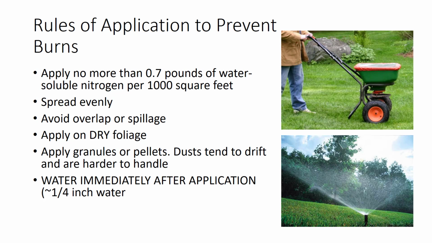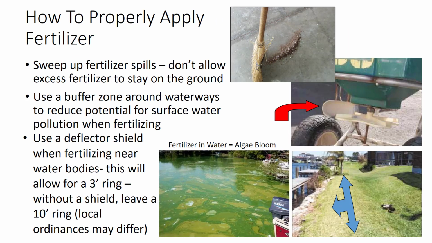You should irrigate fertilizer in with only enough water to move granules off of the leaves, which is about 1/4 of an inch. It is everyone's responsibility to follow these BMPs on how to properly apply fertilizer and avoid potential situations where we might get leaching of fertilizers or chemicals into ground or surface waters. First, sweep up any fertilizer spills. Excess fertilizers should not remain on impervious surfaces that run off into storm drains.